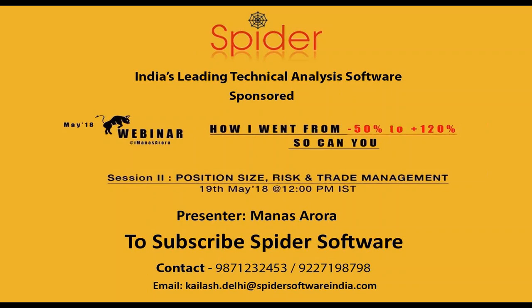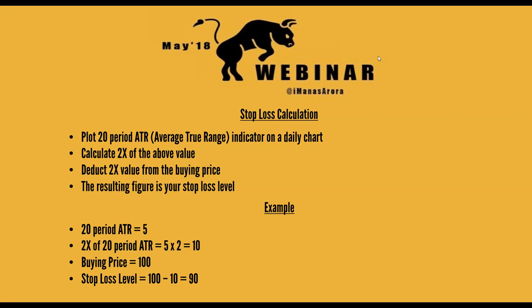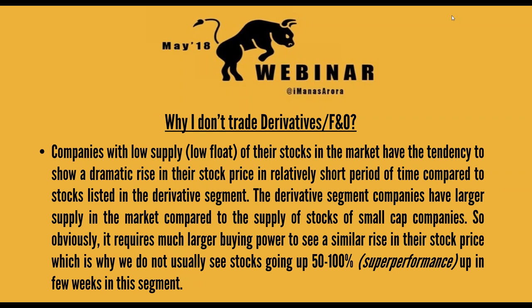Stocks listed in this derivative segment have high free float, which means the supply in the market is on a higher side. So it will take a huge demand, in comparison to the companies listed in equity segment, to increase the price of the stocks in derivative segment. This is why we do not see a rise of 100-200% in about 5 or 6 months in derivatives, which is pretty common in the stocks that are listed in equity segment. So I explained the reason why I only trade stocks in cash segment. The reason is free float.